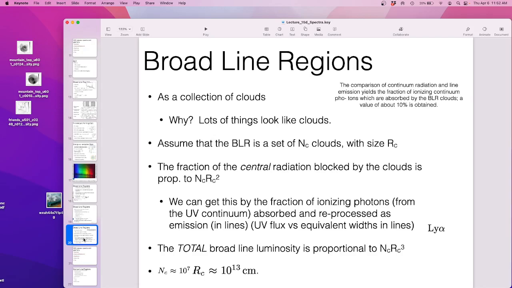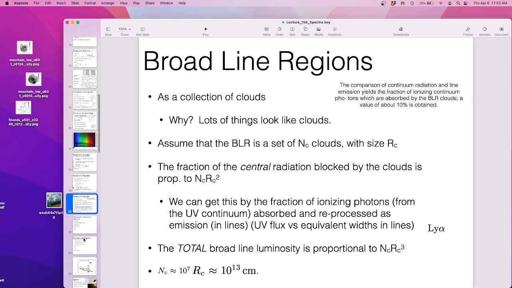So I have my black hole here, and here's my disk. I have UV photons that come off the inner parts of the disk. I have other photons that come off too, but there's a lot of UV. These UV photons go everywhere. One of the places they go is out here to the broad line region, and that excites other lines.